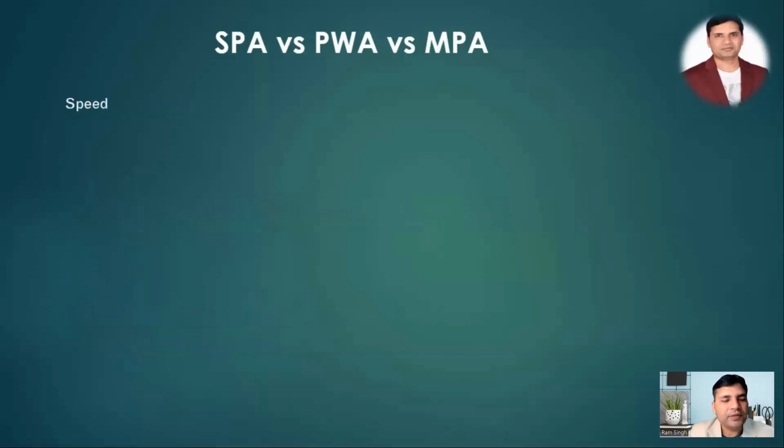So the first point which I want to talk about is speed, or you can say your loading time. If you are very focused on the speed, then if you compare SPA versus MPA, SPA will be the winner here, because it has to download only one page, and that is at the first time when you are loading your application, and other pages it will render on the client side only.